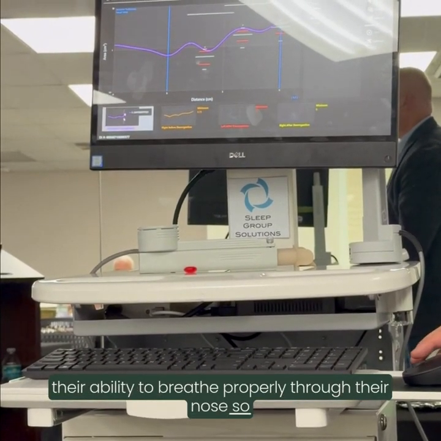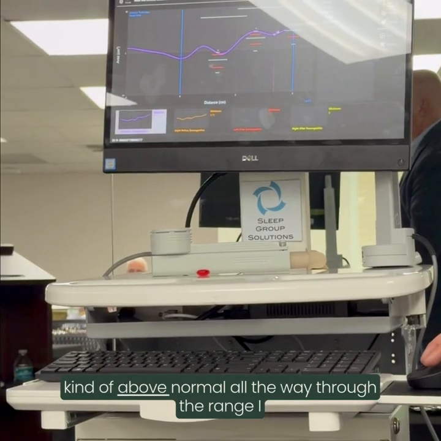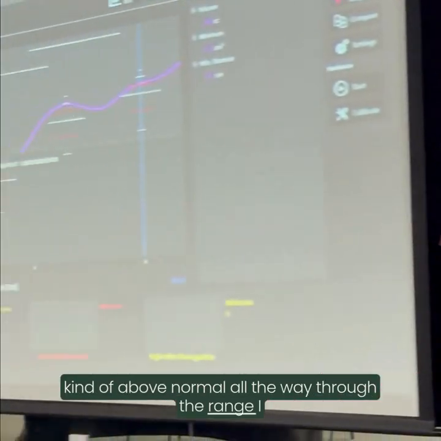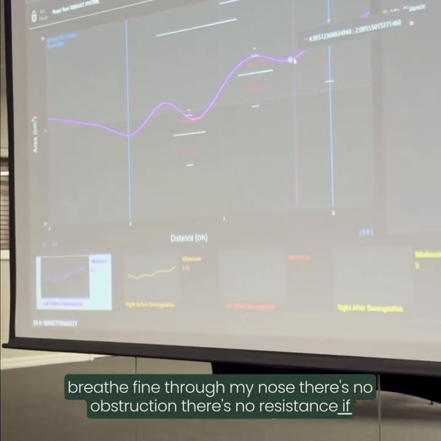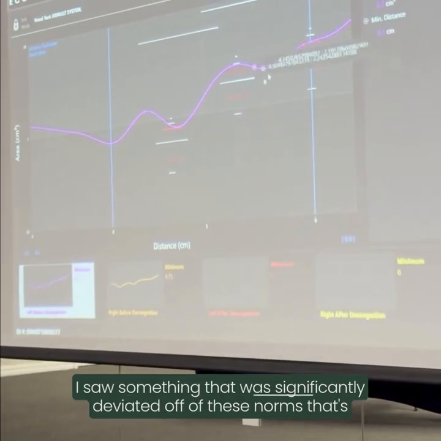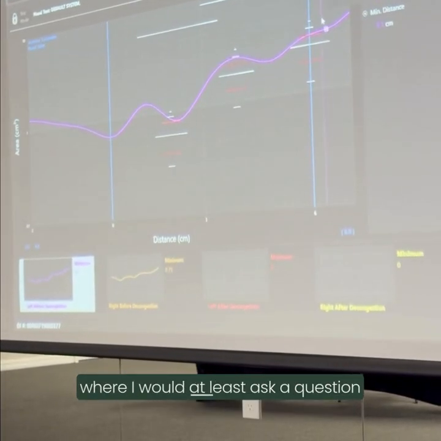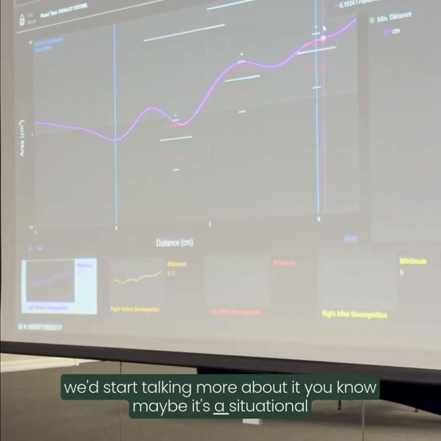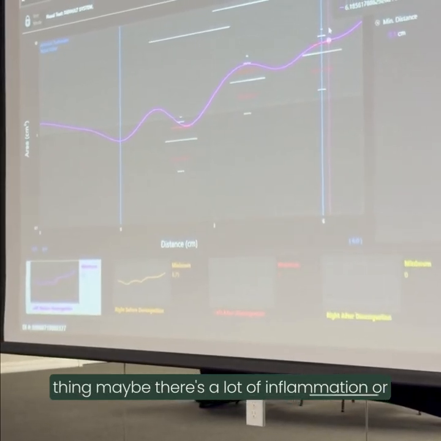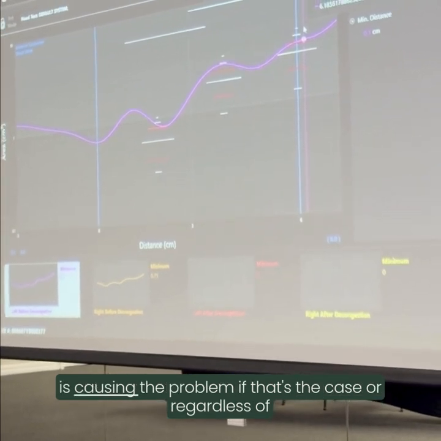If I look at my left side, I'm above normal all the way through the range. I breathe fine through my nose. There's no obstruction. There's no resistance. If I saw something significantly deviated off of these norms, that's where I would at least ask a question. We'd start talking more about it. Maybe it's a situational thing. Maybe there's a lot of inflammation or allergy that day, and the inflammation is causing the problem.